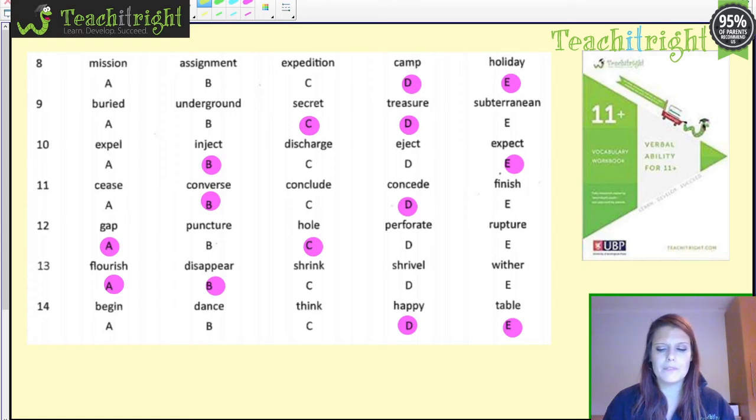10, the others are all methods of removing something. And 11, cease, conclude and finish. These are synonyms. They mean to stop, to end something. Cease, I'm sure, would be a good one to put in your vocabulary books here.